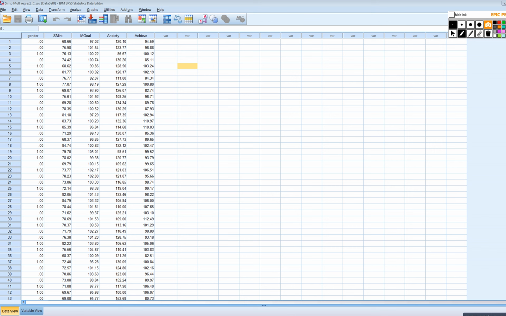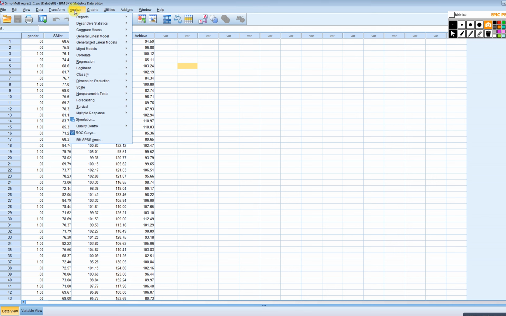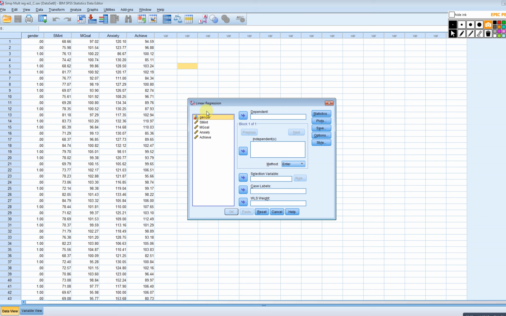So at any rate, to run this analysis in SPSS, we will go to Analyze, Regression, and to Linear, and reset everything from the previous illustrations. So I'm going to move achievement to the dependent box because we're trying to predict variation in achievement, and we're going to move subject matter interest, mastery goals, and anxiety over to the independent box. Now, before we actually run the analysis, let's keep in mind what our hypotheses are.